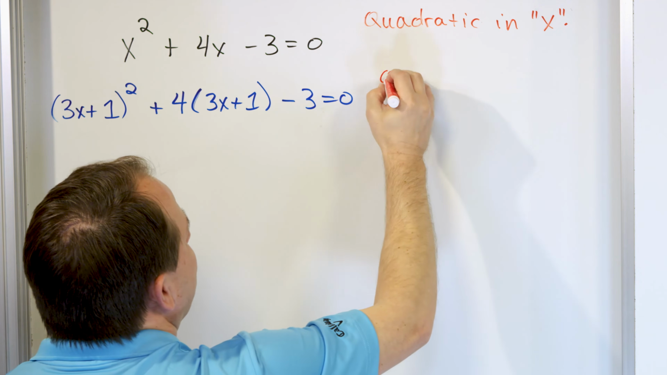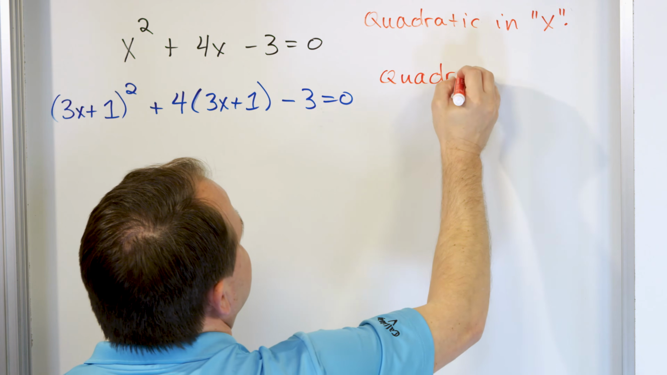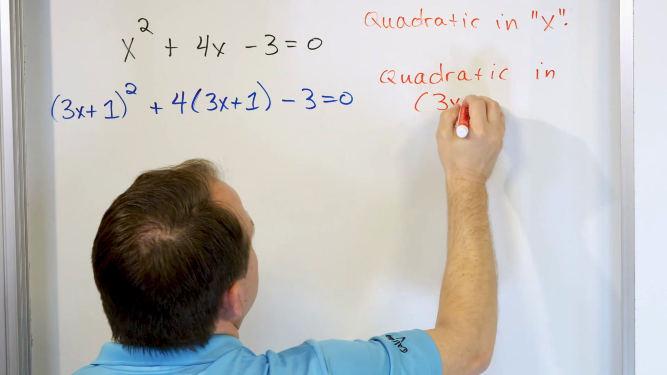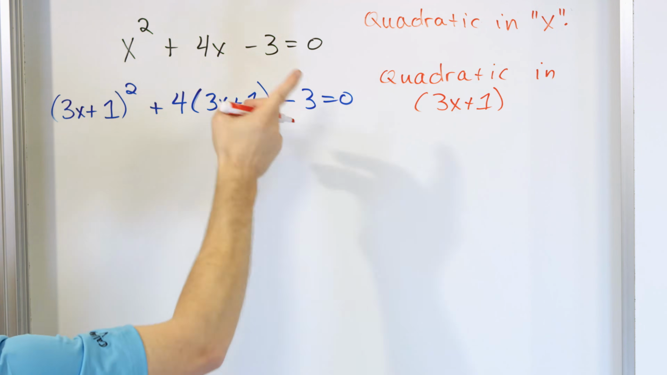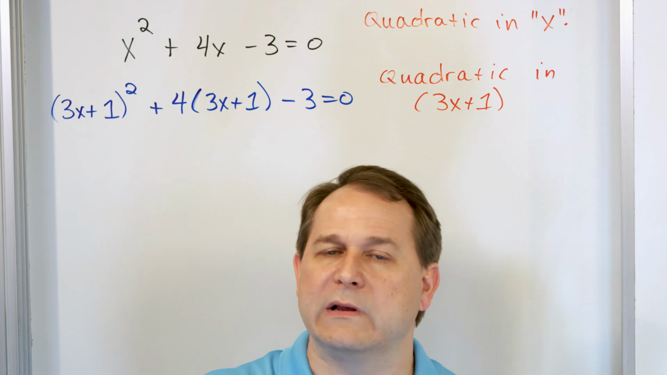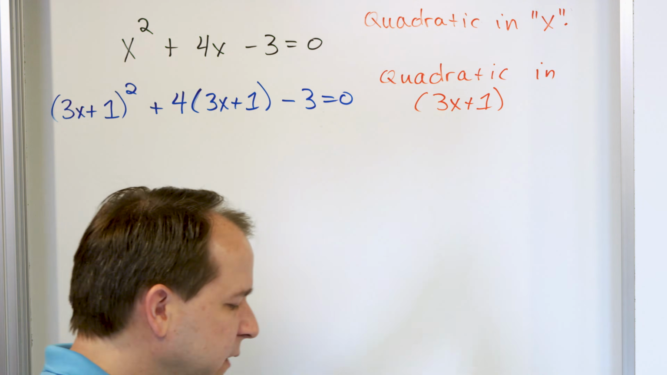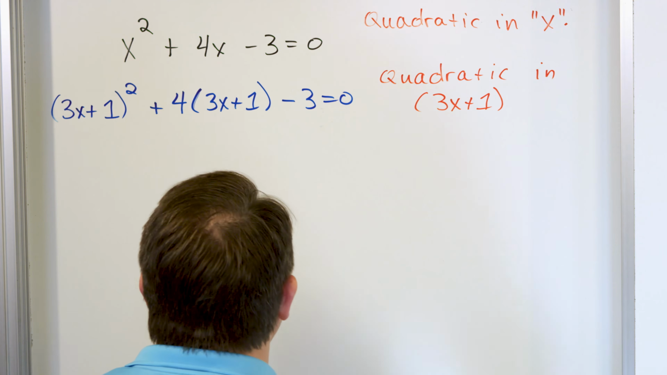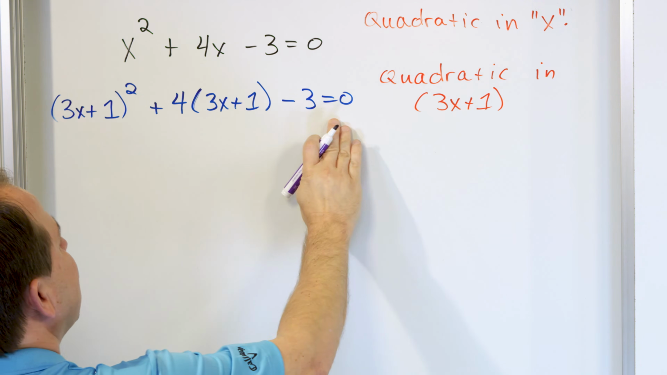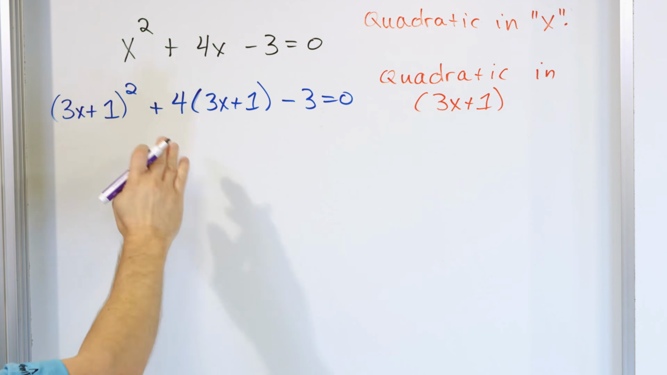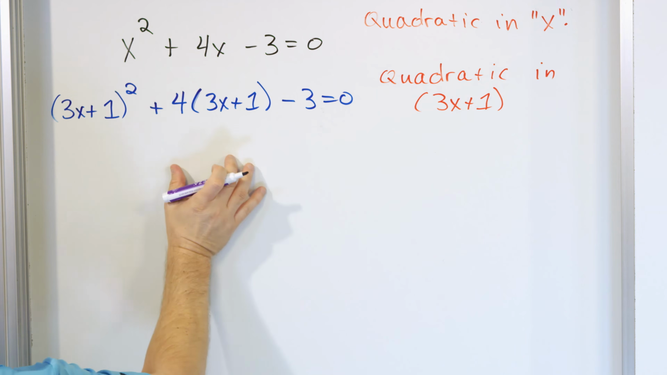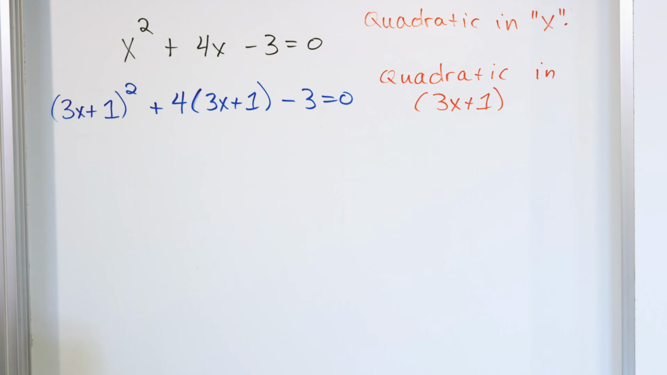We say this one is quadratic... can you guess what? In the quantity 3x plus 1. So the first one is quadratic in x because that's the thing being squared. The second one is quadratic in a totally different term. Let me give you one more example, and we're going to start to solve a problem. But the goal of this lesson is to teach you how to solve equations like this. They're quadratic, but they're equations in quadratic form, because this is the quadratic form, but it's more complicated than what we've dealt with in the past.